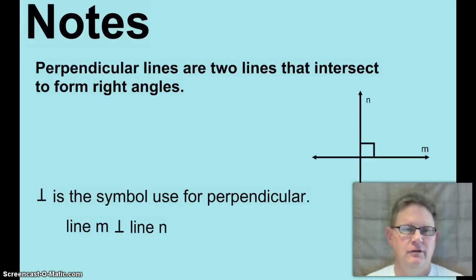Perpendicular lines: two lines intersect to form right angles. From what we've already learned, these will end up being four right angles. An upside down capital T is a symbol used for perpendicular, and we would write line M is perpendicular to line N, forms right angles. Perpendicular.